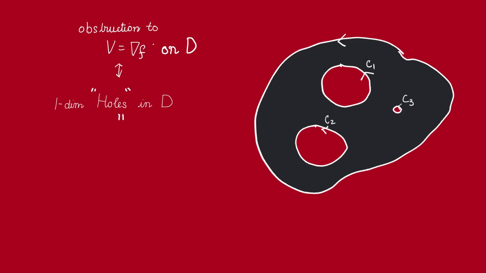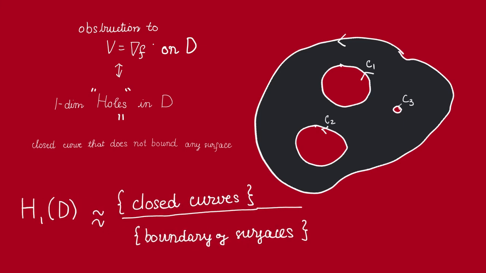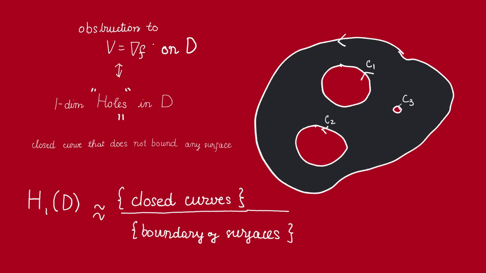And what are one-dimensional holes exactly? Well, these are closed curves that do not bound any surface. Thus we see that we could measure the extent to which V fails to be a conservative vector field by looking at the quotient of the closed curves by those that are boundaries of surfaces. This leads to the definition of the first homology group. Though we lie a little bit because we need this to be a group, so we have to groupify this somehow. In other words, we need to look at the free abelian group generated by this.